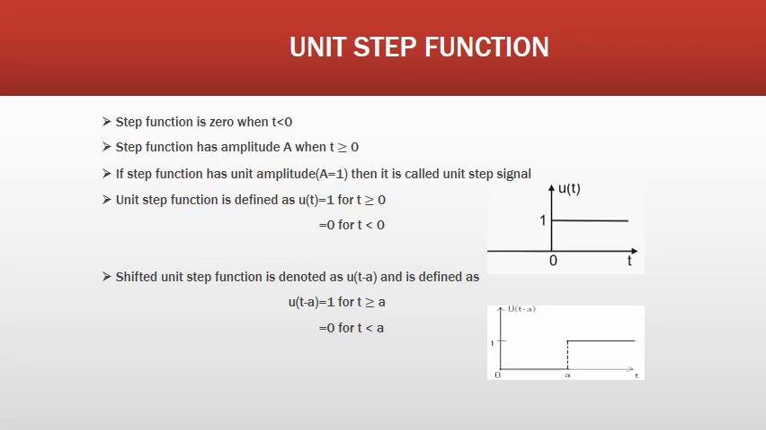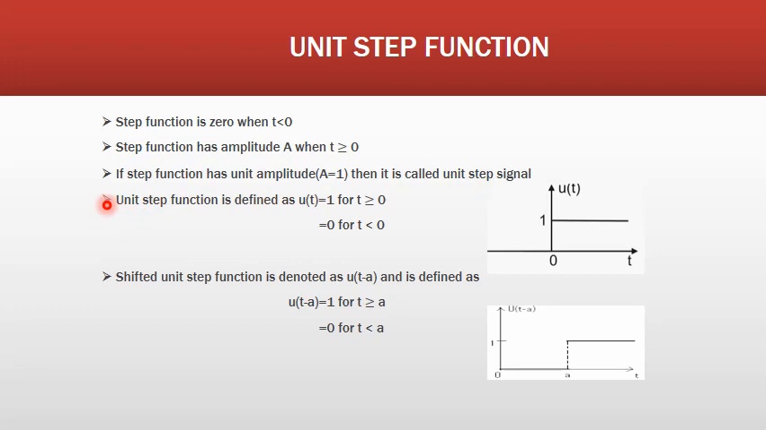First basic signal is unit step function. It is an important signal used for analysis of many systems. The amplitude of the step function is 0 when t is less than 0, and step function has amplitude a when t is greater than or equal to 0. So the signal exists only for positive values of t. In step function, if the amplitude a is equal to 1, then it is called unit step signal.